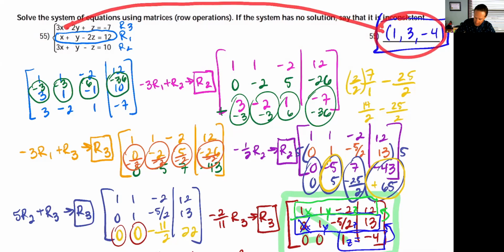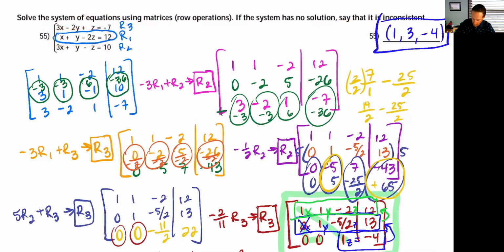Which means that if we use those x, y's, and z's in equation 1, it would come out true. Equation 2 and equation 3 all would equal those numbers. And by the way, that is the only solution to this system of equations.